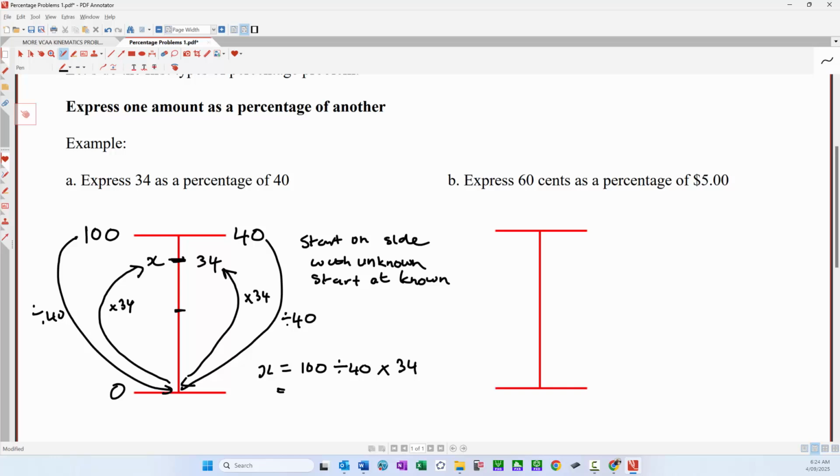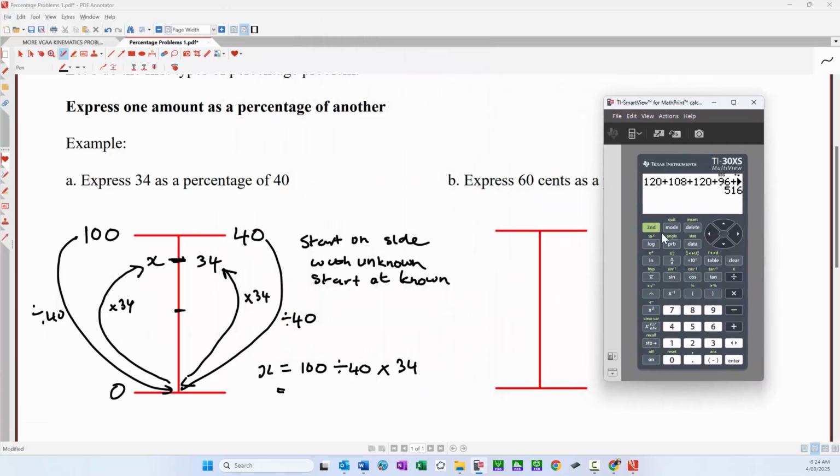All right, and then you're going to grab your calculator because all of this is going to be tech active. I'm just starting up my calculator here. What we're going to do is type in 100 divided by 40 and then multiplied by 34. Enter. And it's 85. And that's 85%.